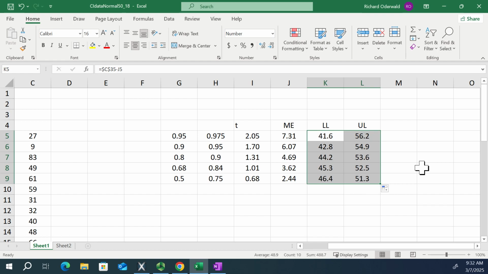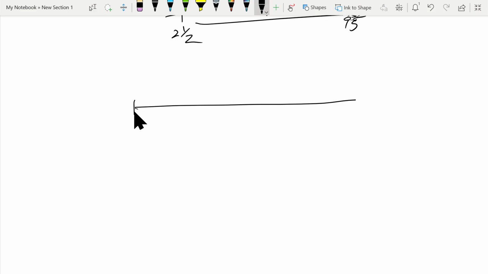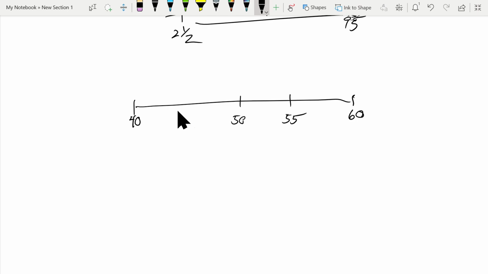And I copy them. Right, then on this sheet with the graph, here we got a line and it goes from 40 to 60. And we're just going to graph the confidence intervals. 50, 55, 45. The graph has better positions on it.